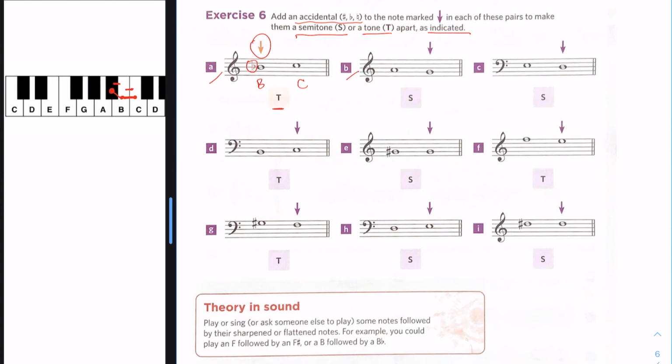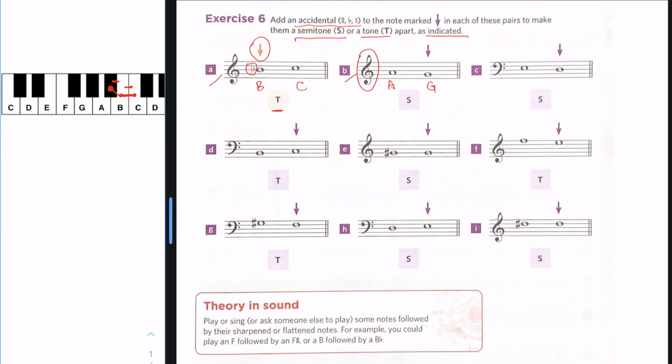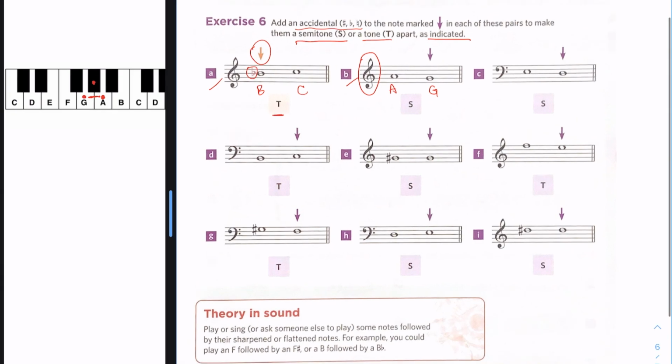Question B, treble clef, we have A going to G. Let's take a look at the piano. Let's erase this first. We have A, which is here, and G, which is here, and there is a note in between them, which is this black key. So this is a whole tone, but they want it to be a semitone. And we can only alter the second note with the arrow. So how can we make the distance shorter?